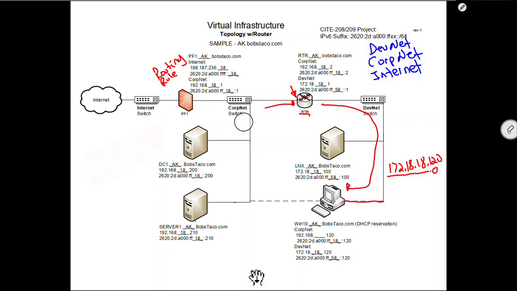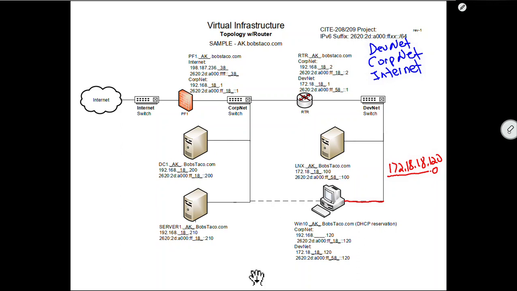Then the last thing that we need to do is configure PF1. If we go through our three questions, DevNet, CorpNet, and Internet, let's take a look at what PF1 knows at this point. Okay, well, it knows about CorpNet, because CorpNet is a directly connected interface. So it knows the network ID, and it knows how to pass packets to CorpNet. It knows how to get to the internet because it has a default gateway. All routers have a default gateway.